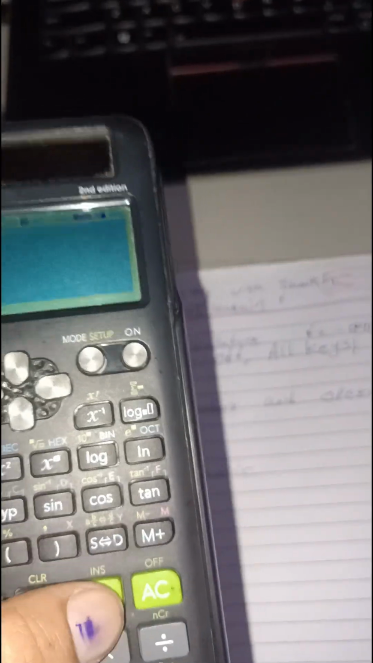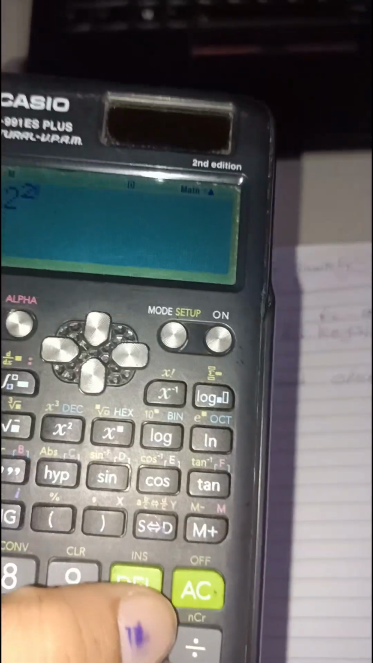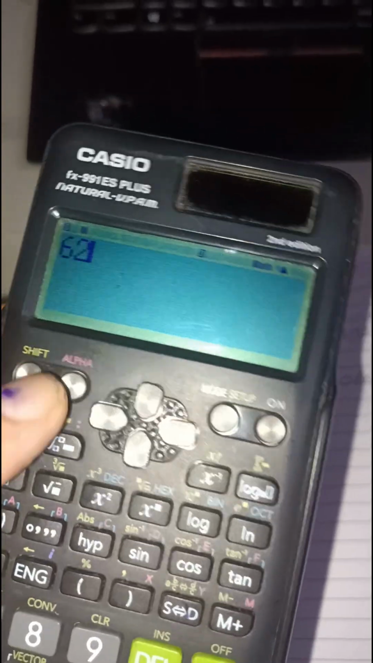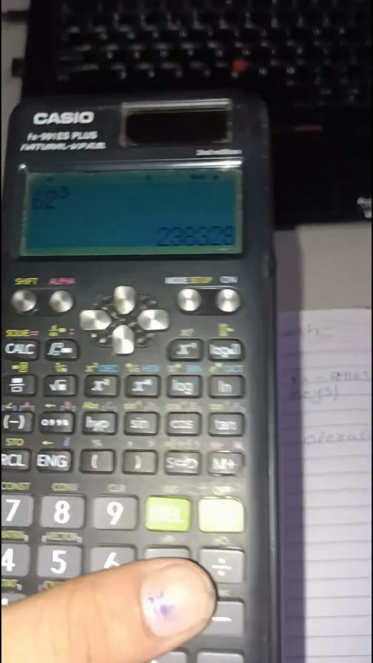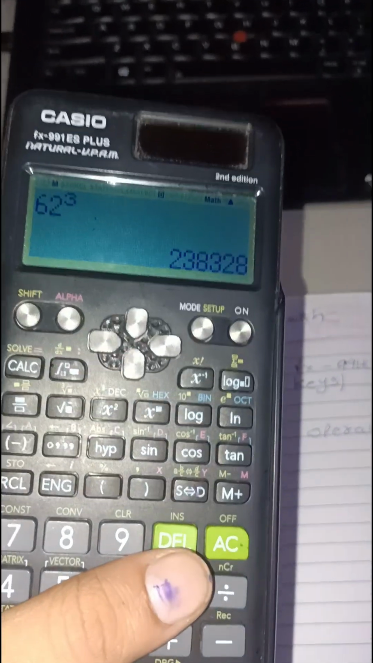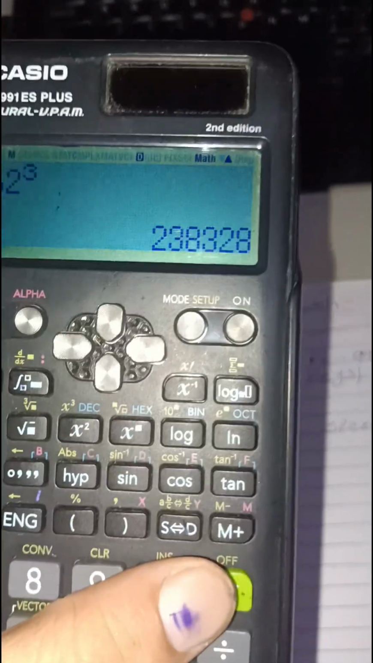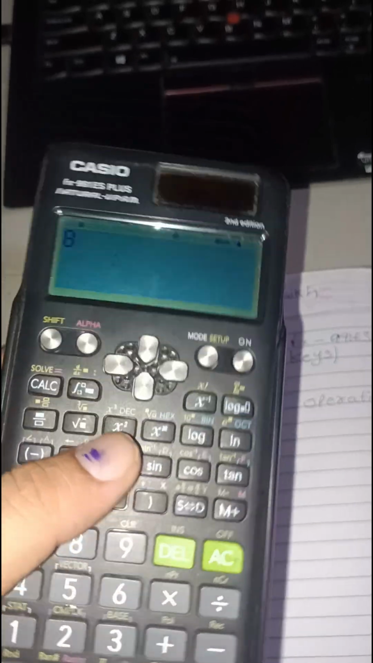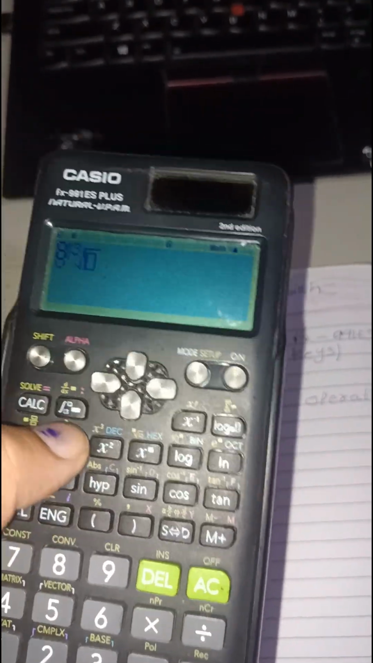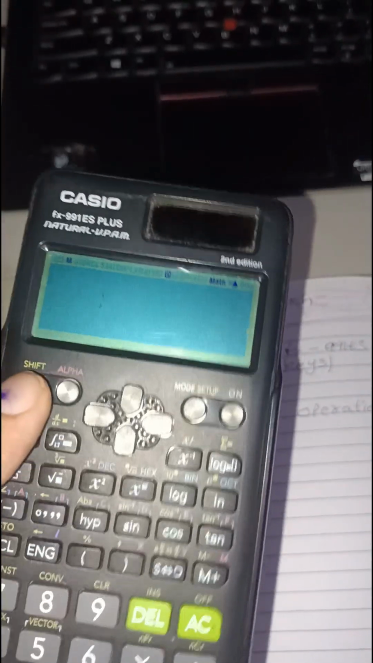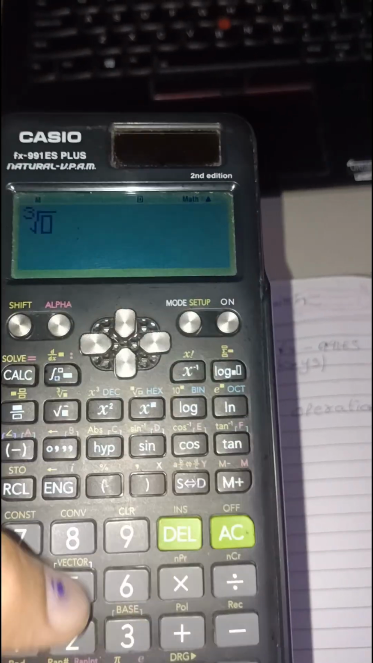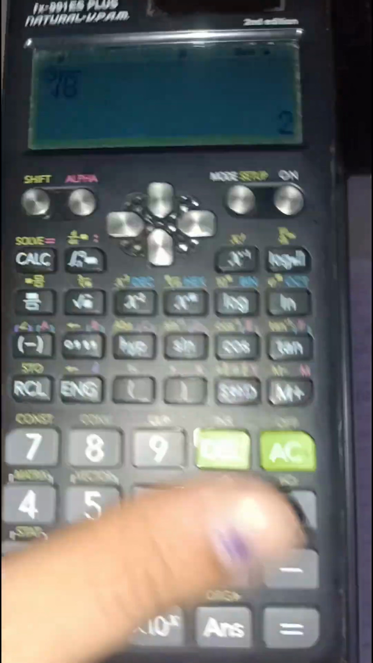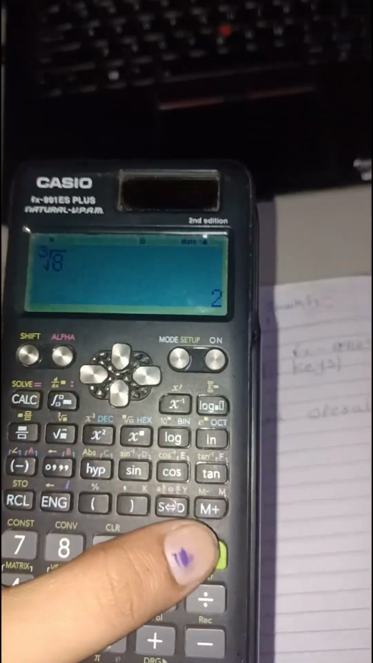But if you want a cube, then go to the shift button, go to cube, then equals, and you can see the answer. It's showing 238328, and that is the correct answer. If you want a cube root, you can also find that out. That is, the cube root of 8: shift cube, 8, equals. Okay, you can see the answer is 2.